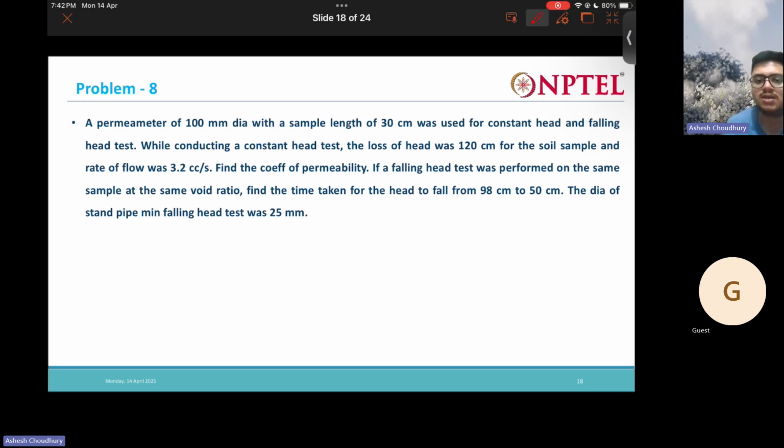The falling head test was performed on the same sample, the same void ratio, when the time taken for the head to fall from 98 to 50 centimeter. The standpipe used in the falling head test is 25 mm. So let us do this. It is nothing but the falling head and constant head tests that we do to find out the permeability of the soil.